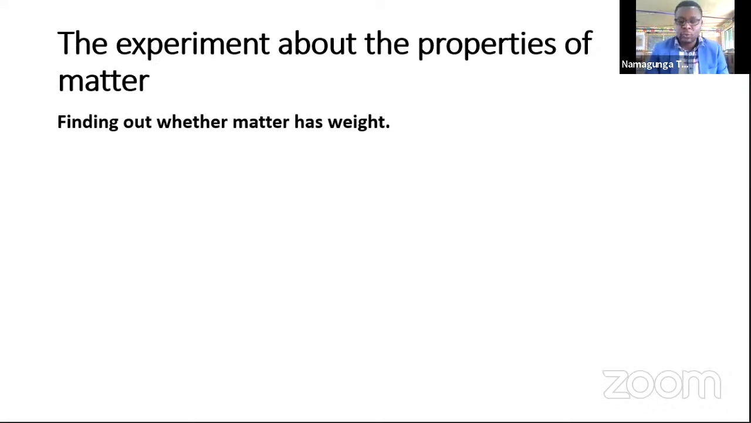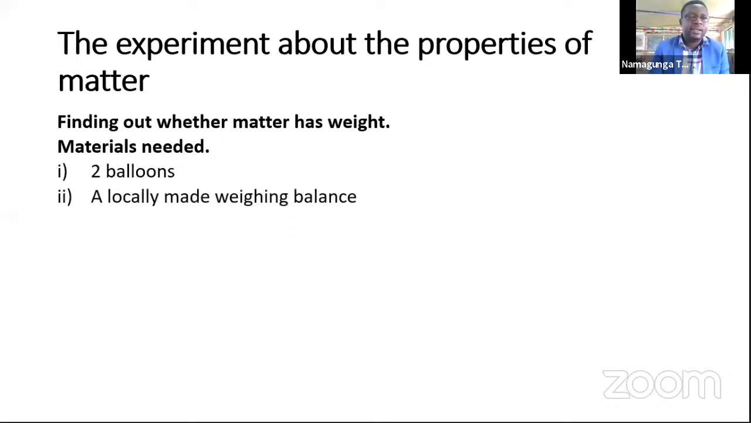One, you need two balloons, preferably of two colors, red and maybe yellow, any other color, but have two colors. And then you can also have a locally made weighing balance. When I say a locally made weighing balance, you can get a pole and then you tie there something, or you put a nail so that the two sides are balancing, as you are going to see it.